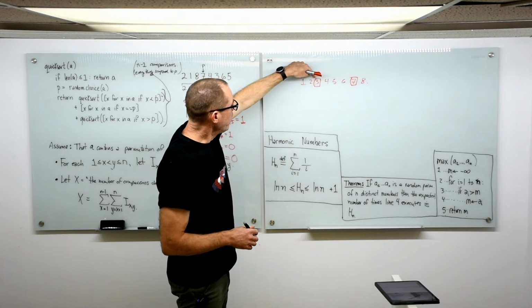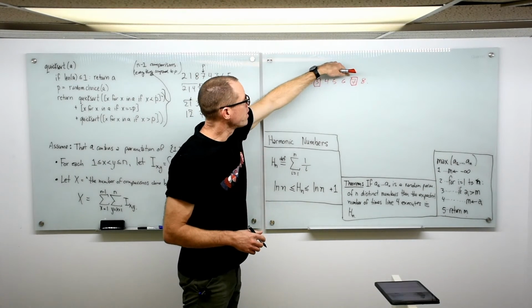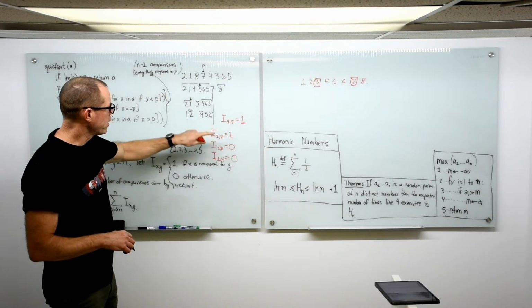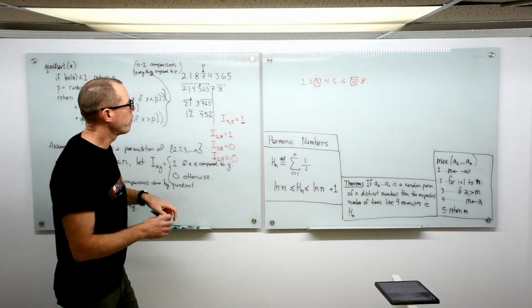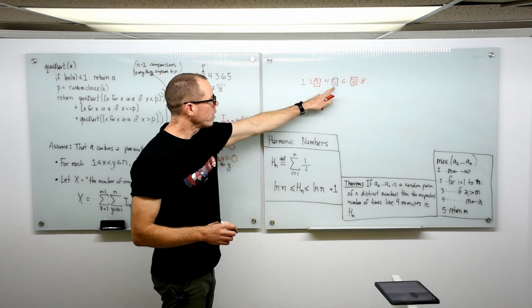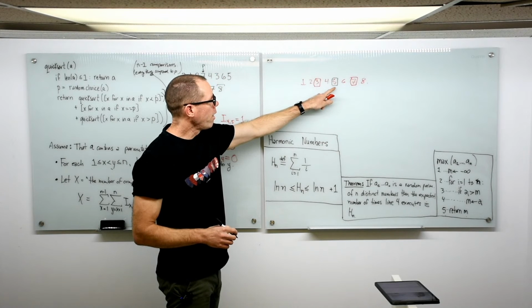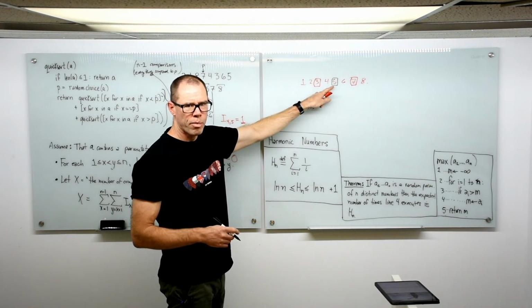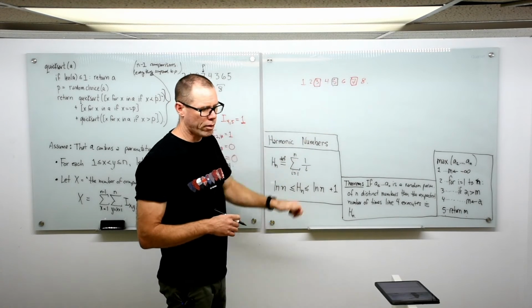Then we picked 3. 4 and 5 were both on the same side. And then finally, we picked 5. And that caused us to compare 4 and 5 with each other. Okay? I mean, it caused us to compare 5 with everything, including 4.